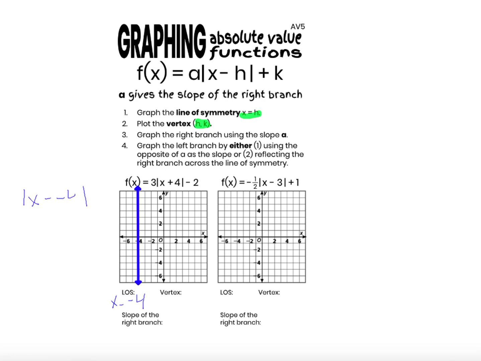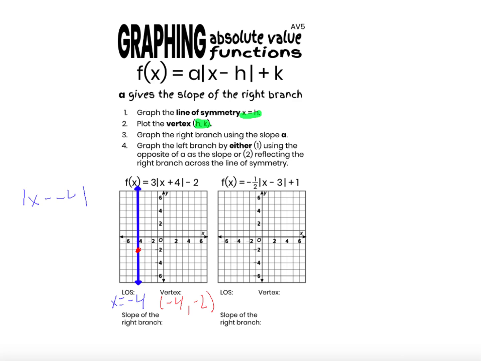All right, next we are going to plot the vertex h comma k. So the x coordinate of the vertex is the same as that x value found in the line of symmetry. So the x coordinate is negative 4, and then the y coordinate is just k, so negative 2. So we're going to plot the vertex, the turning point of the graph, at negative 4, negative 2. That is the vertex.